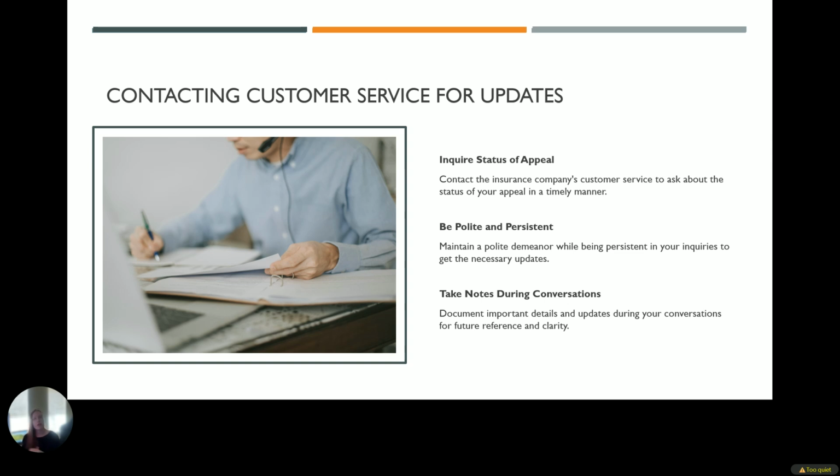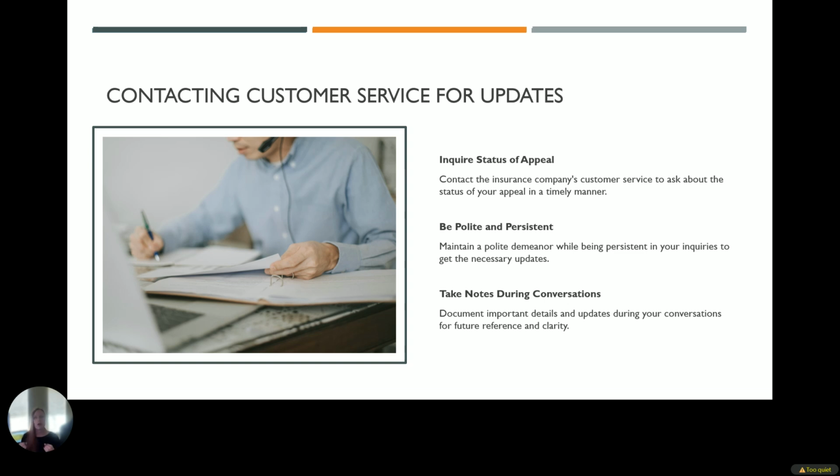Be sure to reach out to your insurance company's customer service in order to inquire about the status of your appeal. Always be polite, but be persistent. Make sure you take notes and record these conversations if you are able to. The thing about being persistent and being polite, this is key.